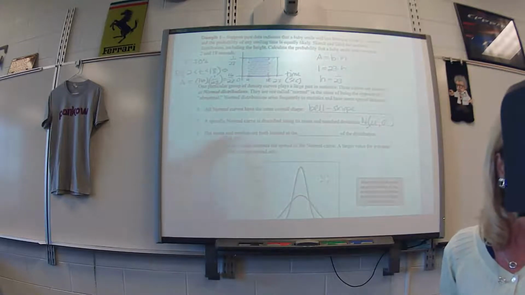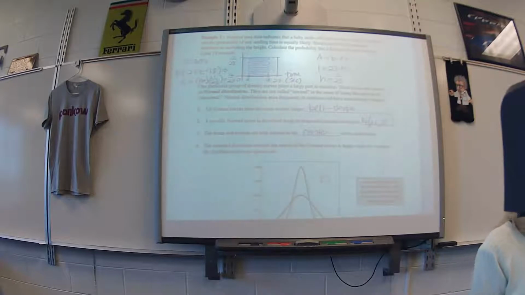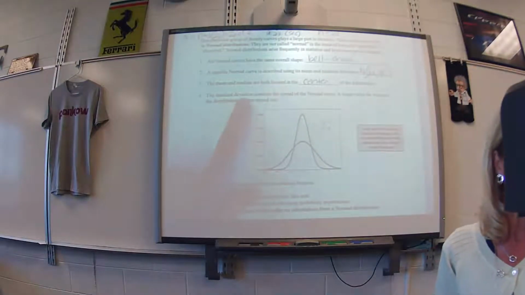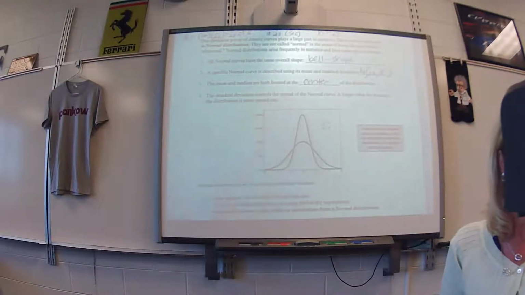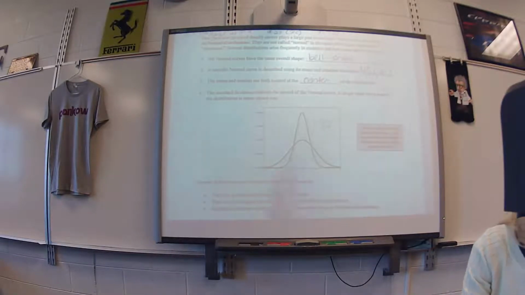The mean and median are both located at the center. And we've talked about that because if you have a nice symmetric curve, whether it's bell-shaped or otherwise, your mean and your median should be close to the center together. The standard deviation controls the spread of the normal curve. A larger value for sigma means the distribution is more spread out, okay?